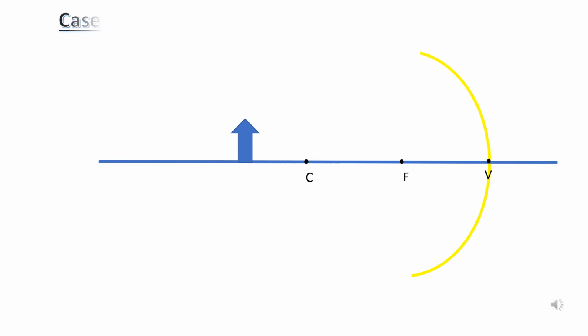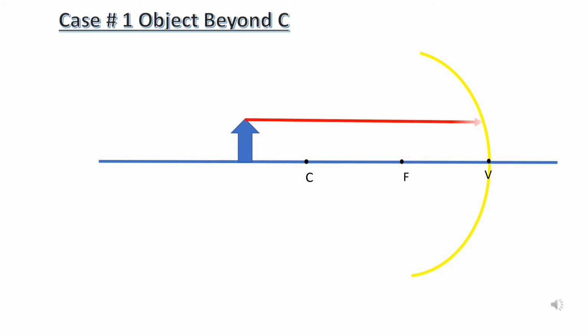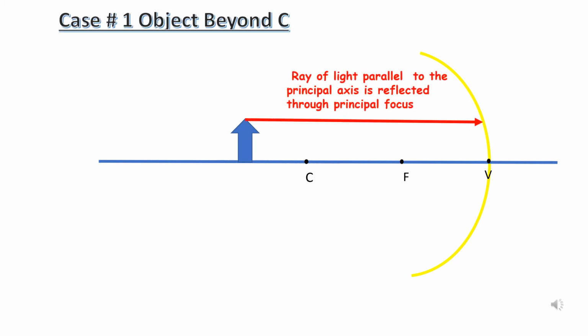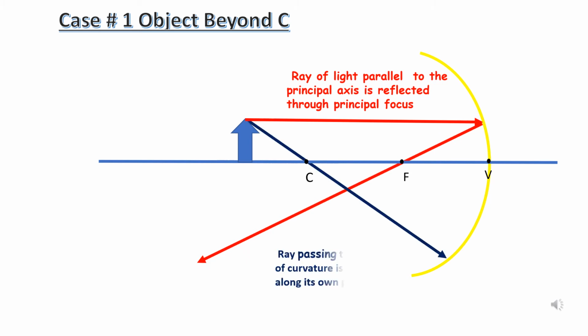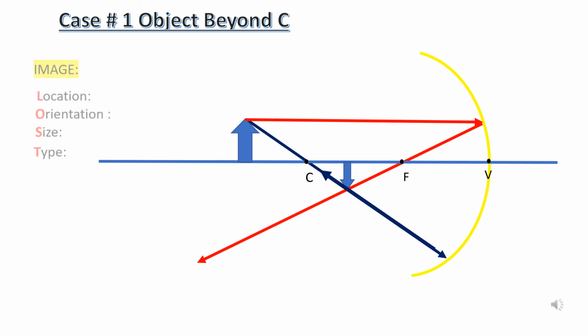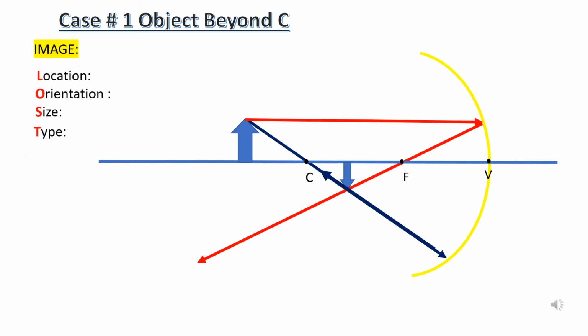Let us try the same case, but this time using rule 1 and rule 3 to prove that any combination of rays will give the same result. As you can see, it gives us the same result. When the object is located beyond C, the image is found between C and F. It is inverted, smaller, and it is real.